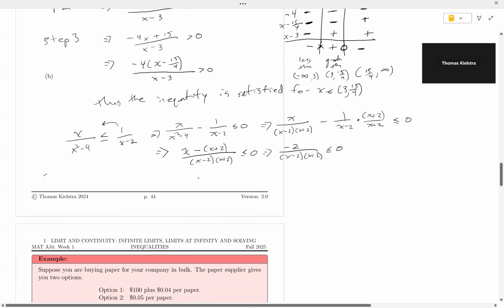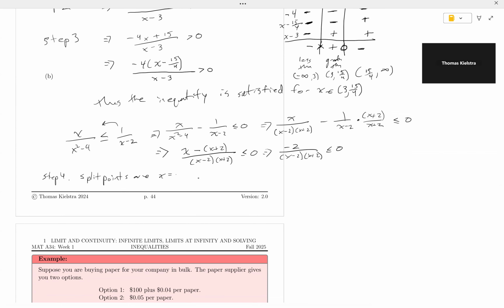Now, step 4, what are my split points? Split points are x equaling minus 2 and x equaling 2. Note, the inequality is not defined for x equaling 2 or minus 2 because it's on the denominator.